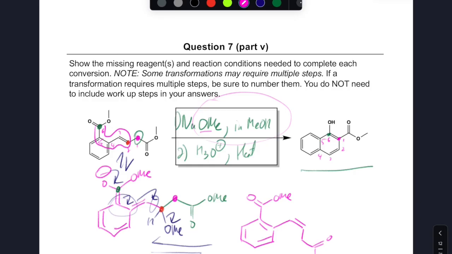Once again, let me designate centers. Green center is here, red center right there, and pink center right here. So this is how we can invert the geometry of this bond to make it into a syn geometry. Then from there, that nucleophilic addition after enolate formation, or deprotonation, allows us to do a classic sort of Claisen reaction.